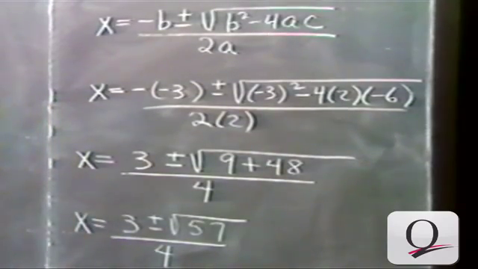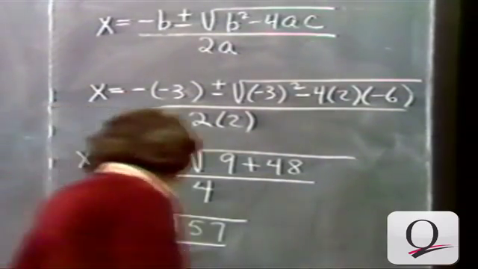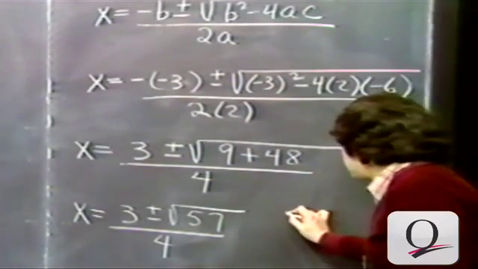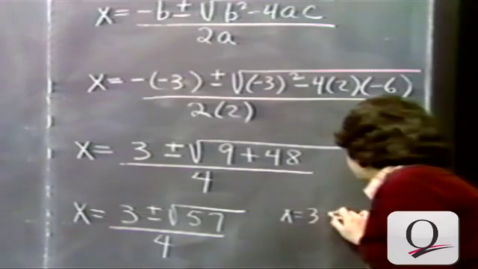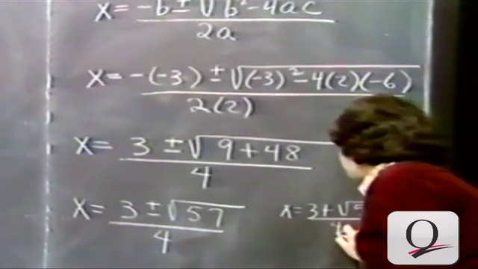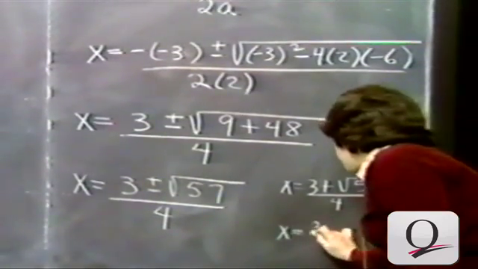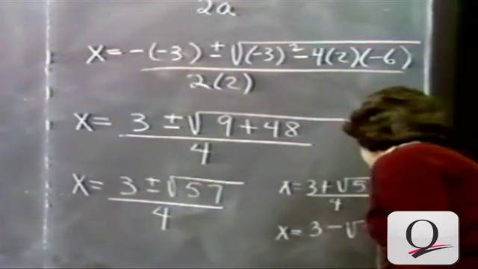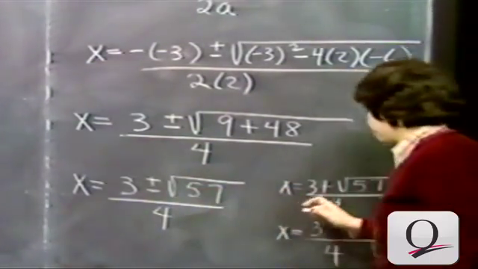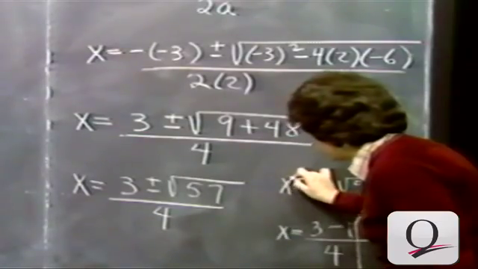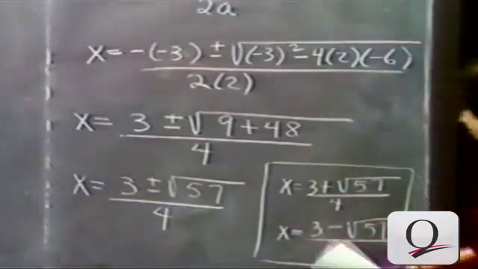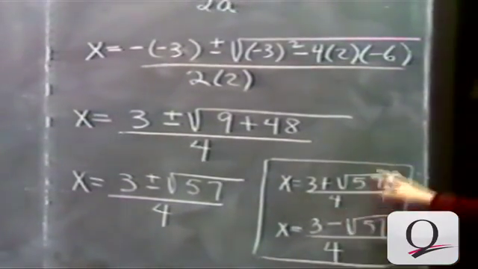Now, there are two solutions to this problem. We have x equals 3 plus the square root of 57 over 4, and x equals 3 minus the square root of 57 over 4. The quadratic formula gives it to us in this compact form, but there are two solutions here. Here they are: 3 plus and minus the square root of 57 over 4.